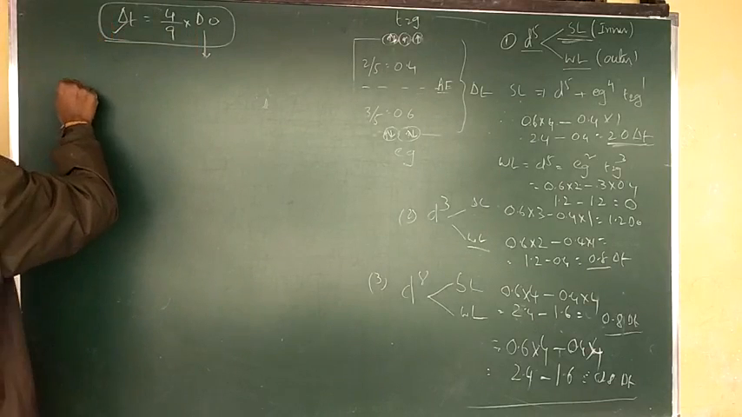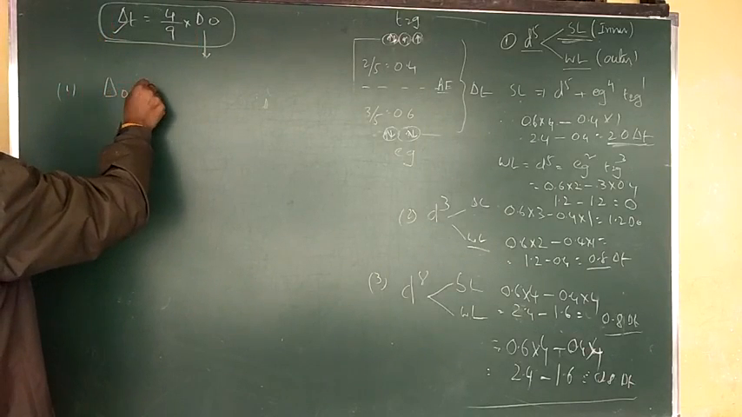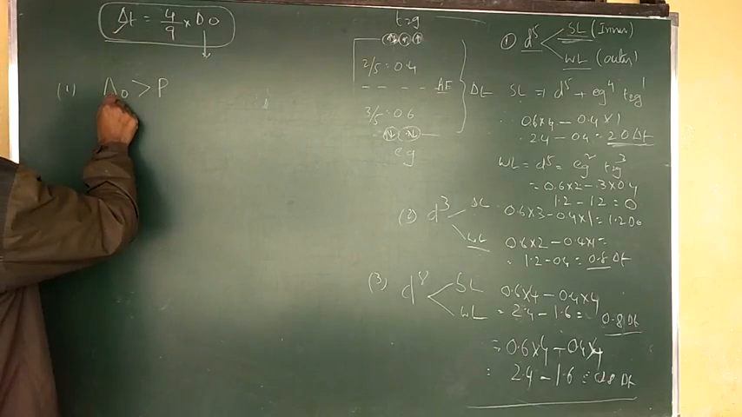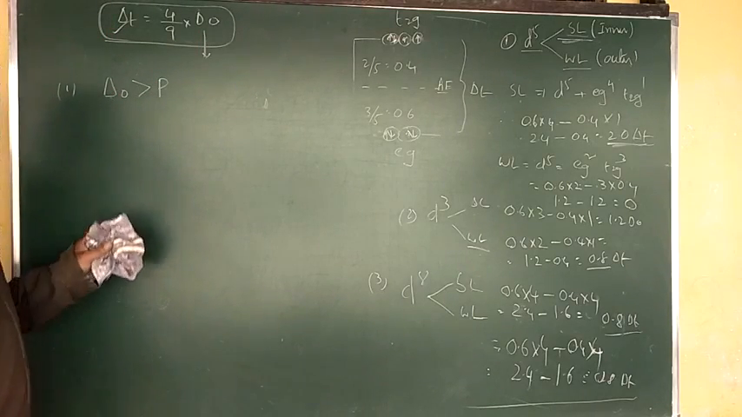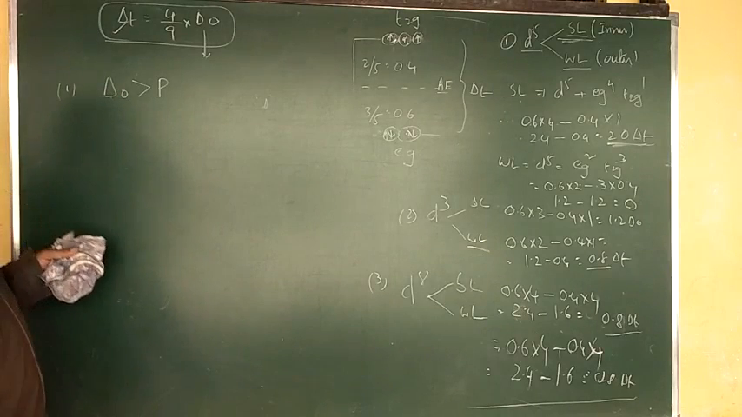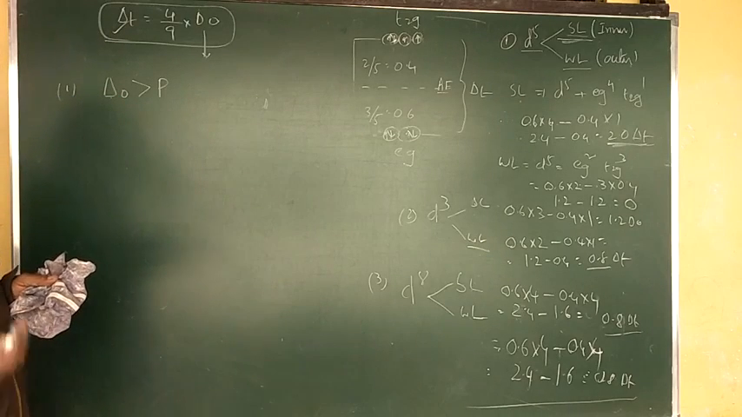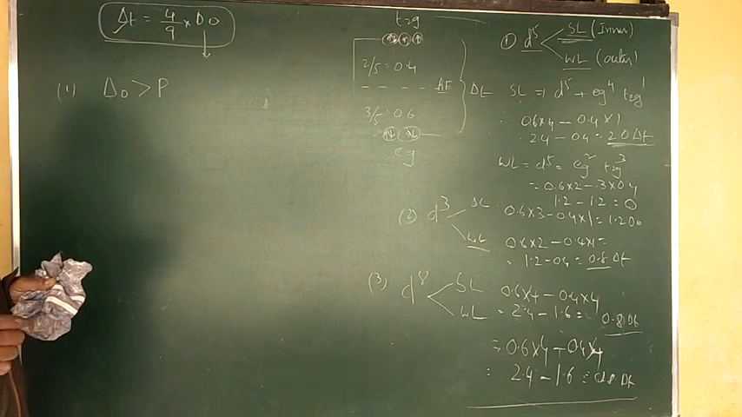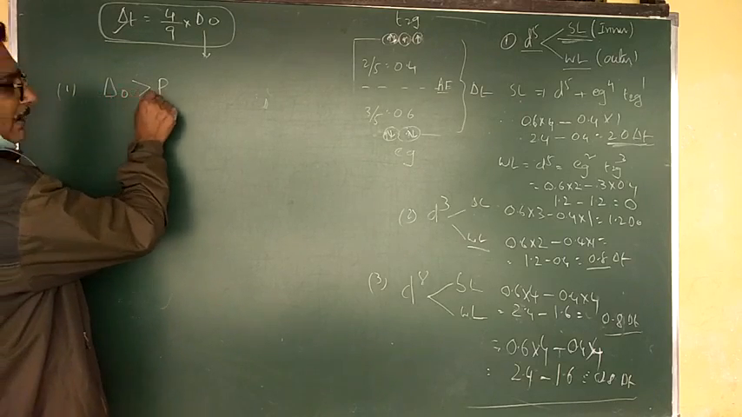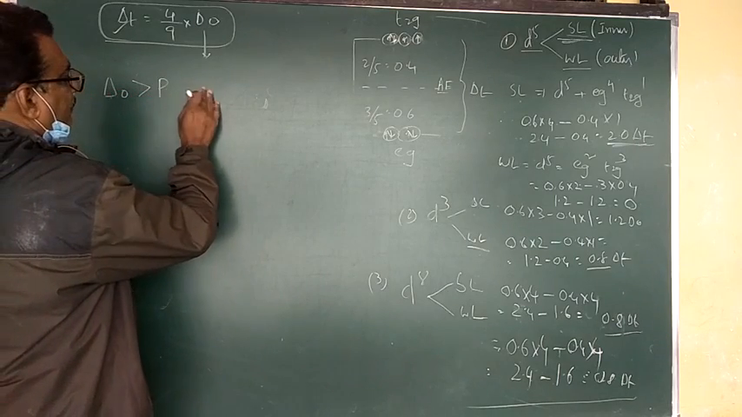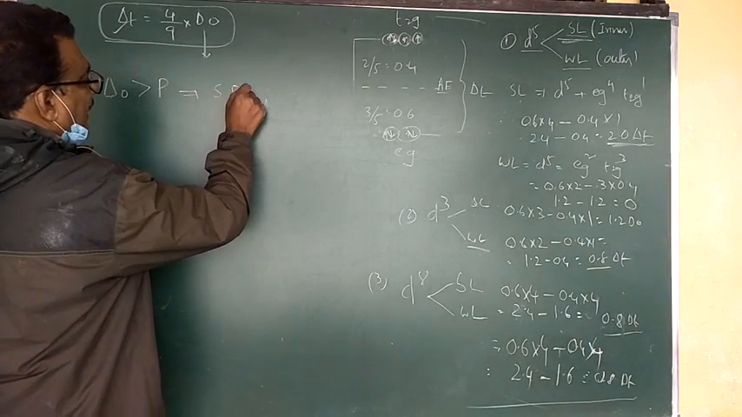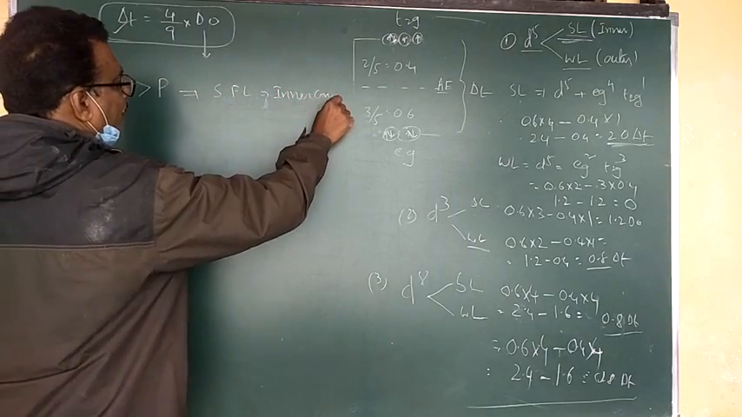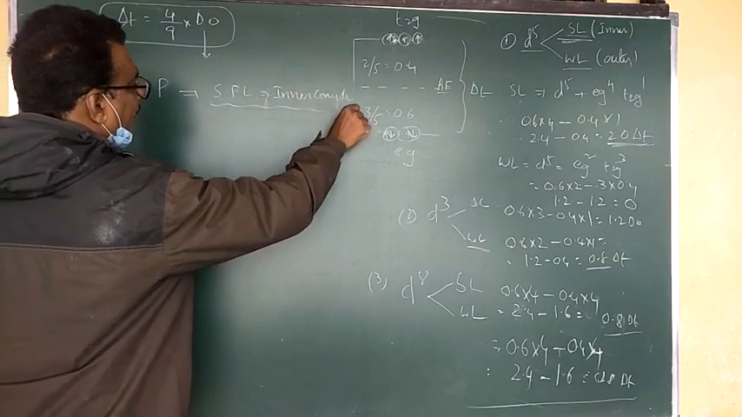Okay? So this is the calculation of it. Next one, very important: if delta 0, meaning octahedral, is greater than the pairing energy. Pairing energy means the amount of energy required to pair the electrons on the inner side. Case number 1: if delta 0 is greater than P, it means strong field ligand. Strong field ligand means inner orbital complex compounds. This is very, very important.